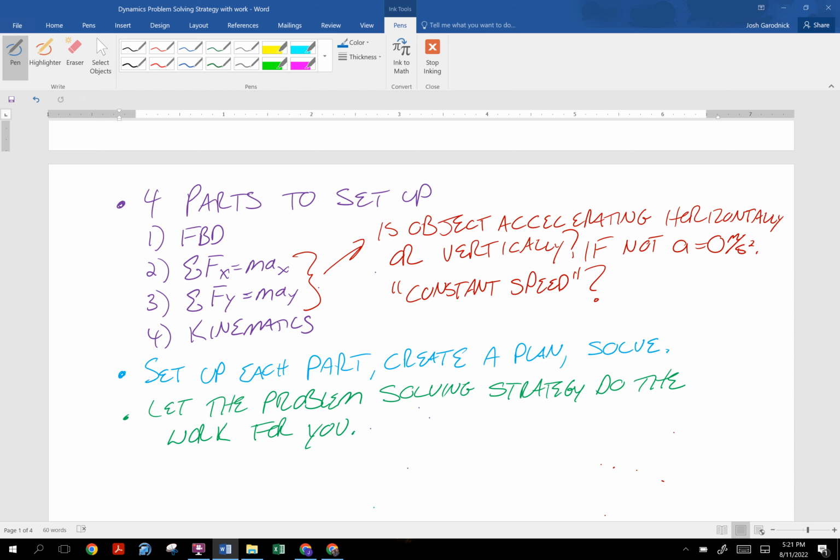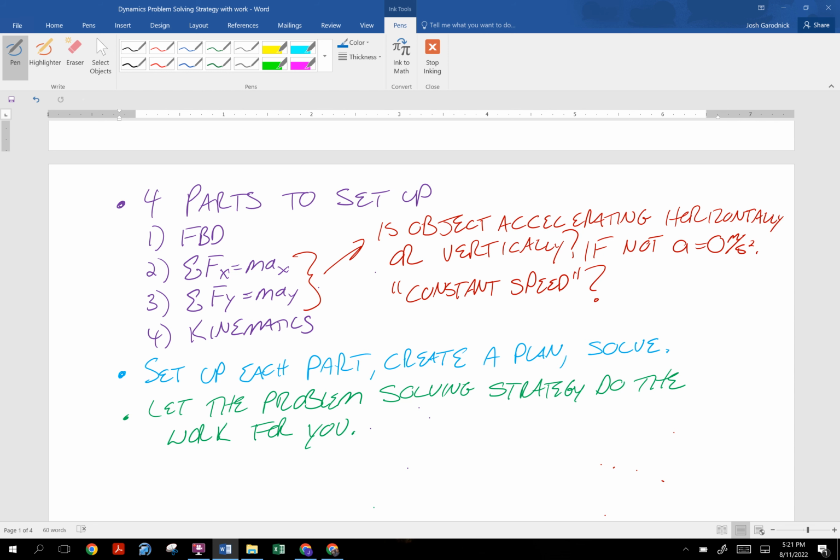But we use the FBD to create the expressions, and when you set up each part, if you do it that way, you should be able to create a plan and solve. It should be all in front of you and be like, yep, I can get this. I'm going to put that over there. I can get this. I can put that over there and get that. Let the problem-solving strategy do the work for you. Let the physics happen. Don't overthink it and try to figure out what to do.